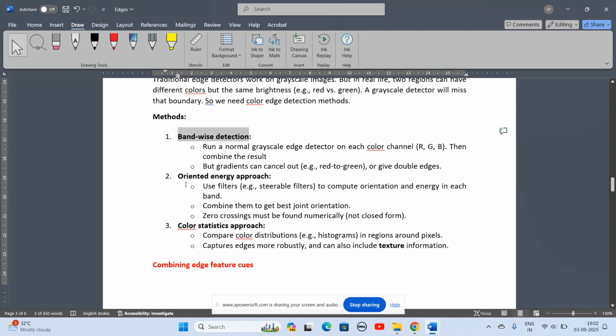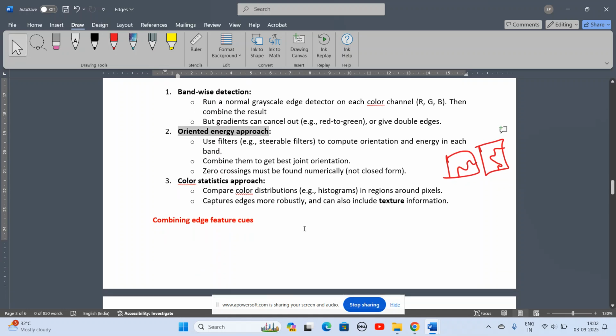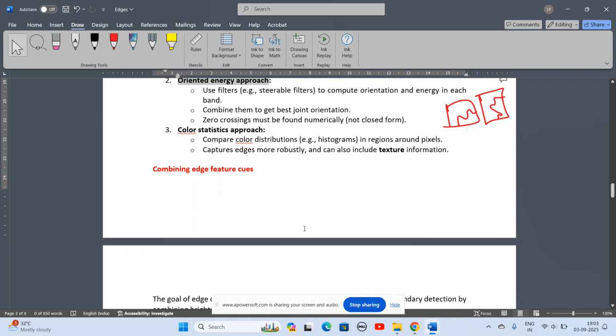And the orientation energy approach means it is very sensitive to orientation. Orientation in the sense it focuses on direction. The edge may be slightly different. So in the original image, you find this edge, but after applying the edge detection, the edges may be somewhat varied. The direction is known as orientation. It is very sensitive to orientation. The orientation will be exactly captured in the orientation energy approach. The next one is the color statistics approach. If you have multiple colors, we will represent all those colors in a histogram and I can compare the distributions.